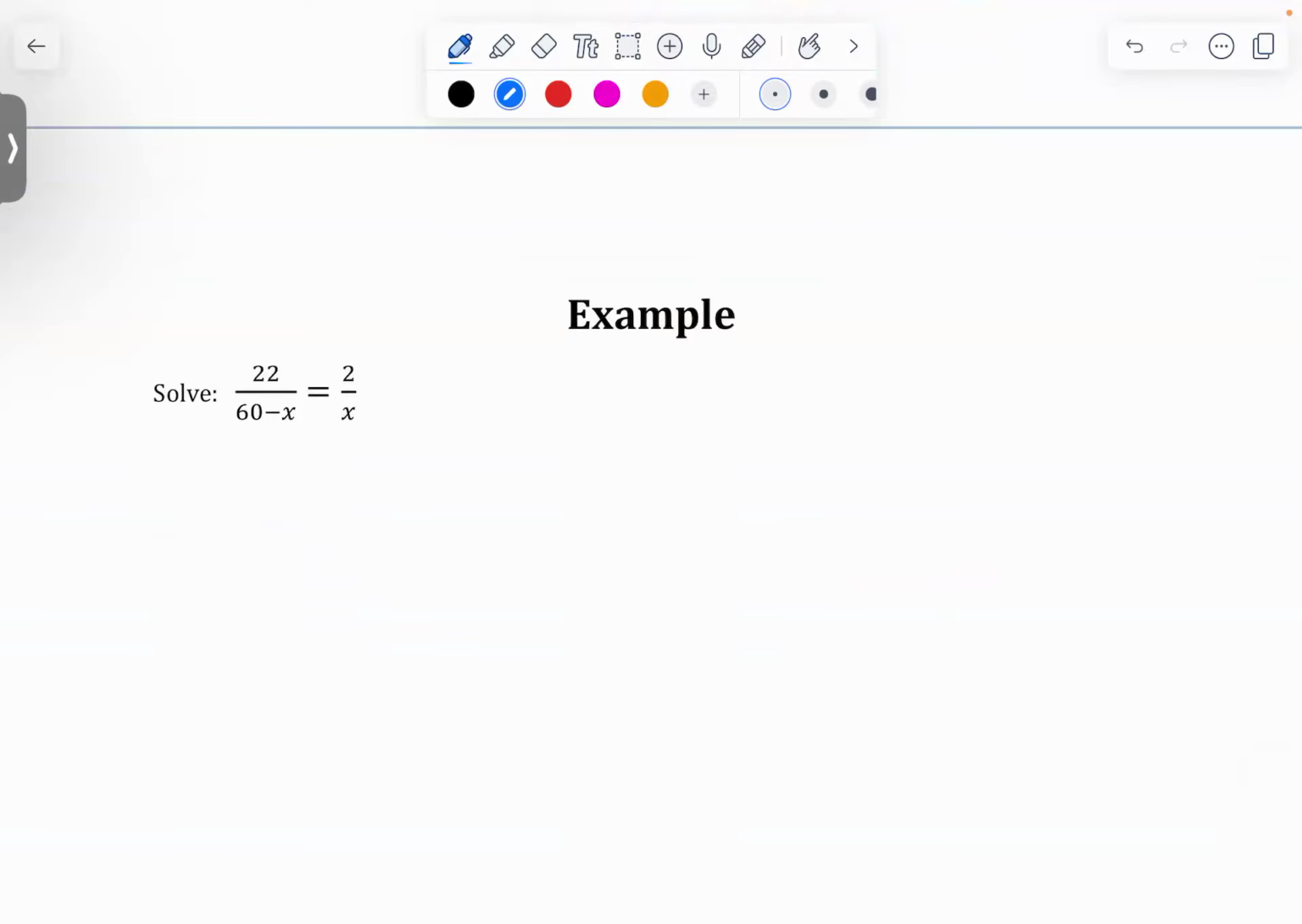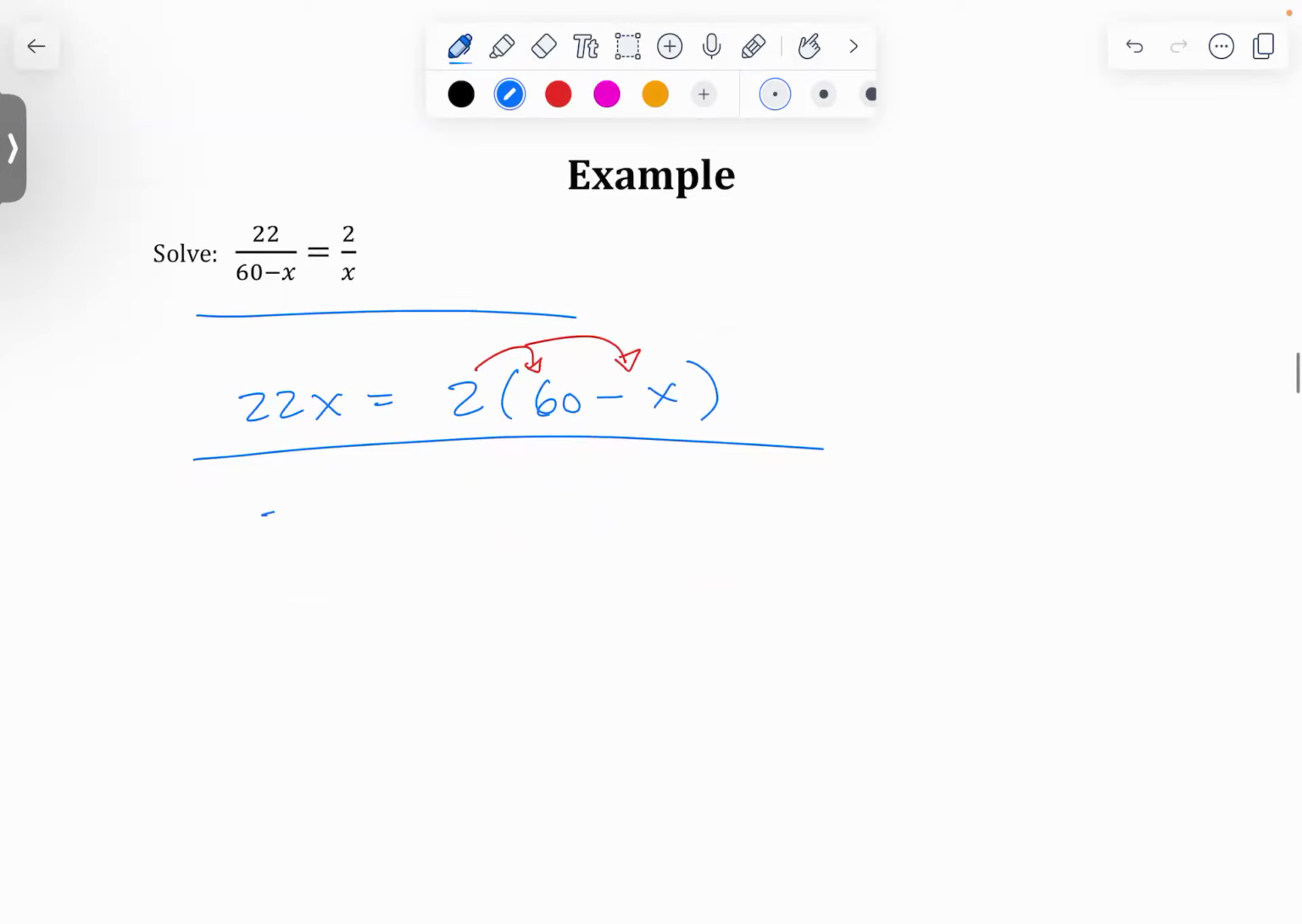Similarly, I have a ratio, cross multiply, 22 times x equals 2 times 60 minus x. I'm going to write that out because once again, we need to rainbow. Rainbow is everything. Distribute. And then I can solve that down.